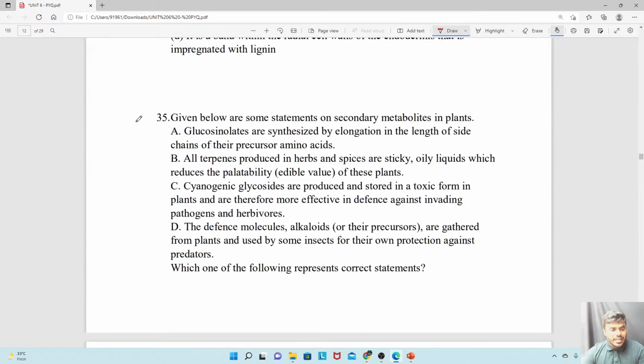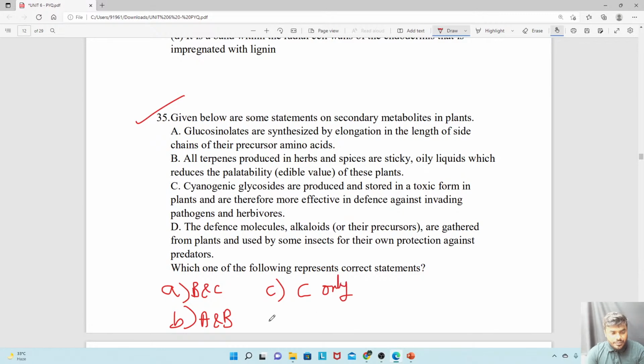Question number 35. Think and answer. This is also a very good part B, part C question. I will write the options here, friends. B and C only. Option B, A and B only. Option C, C only. Option D, A and D only.